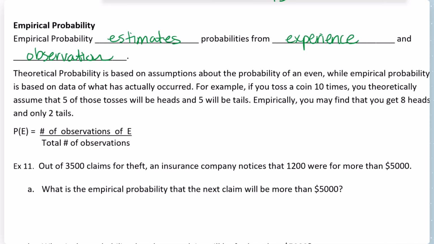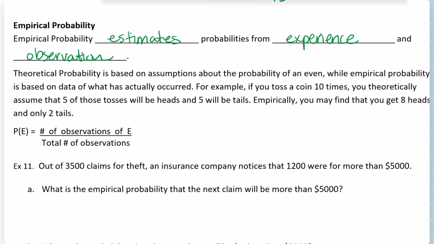Theoretical probability is based on assumptions about the probability of an event, while empirical probability is based on data of what has actually transpired. So all things we've done before have been based on, actually, rolling a 6-sided die, you have one number of 6 possibilities. But empirical is based off of data.